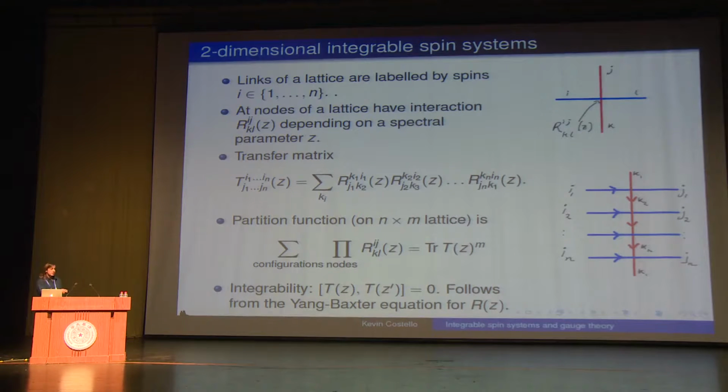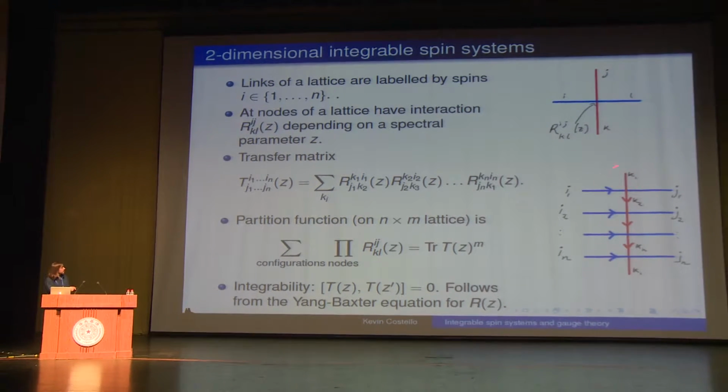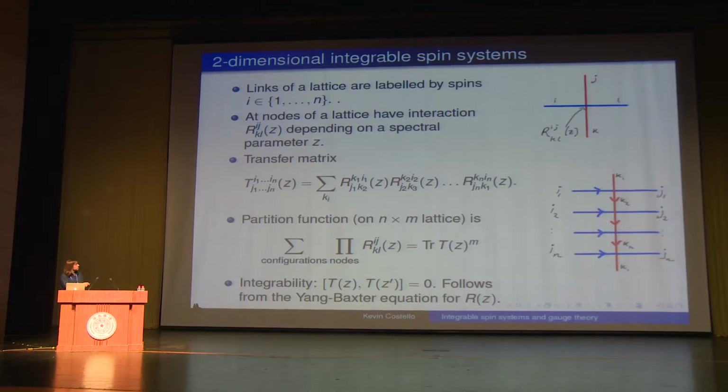So from this data, one can construct in a standard way the transfer matrix, seen in this diagram. It's obtained by multiplying the Boltzmann weights into what's called the R matrix. We multiply the R matrix on various adjacent sites and then take the trace. The partition function is again defined in the standard way. We sum over all spin configurations, take a product over all vertices of the Boltzmann weights, and one can check this is the same as the trace of the mth power of the transfer matrix.